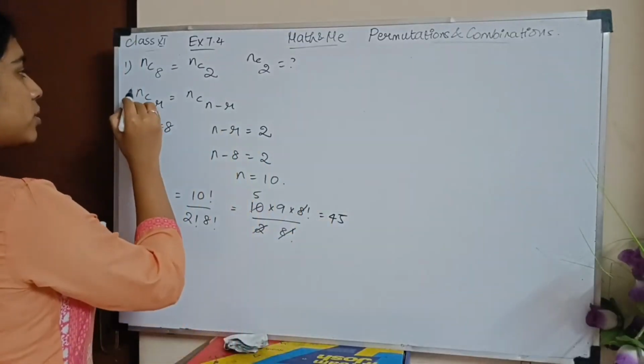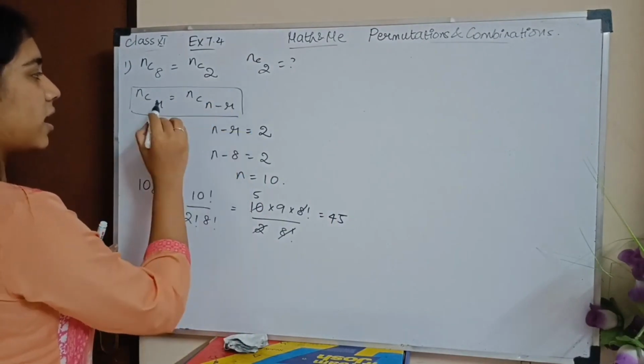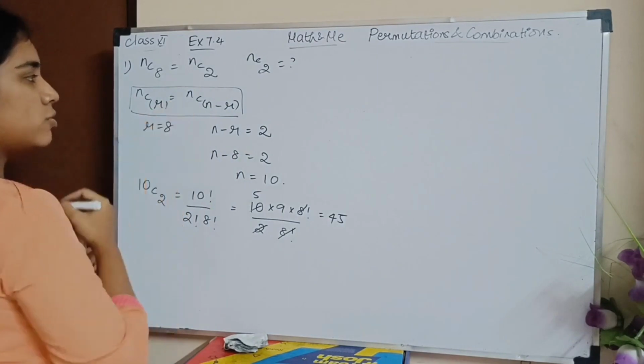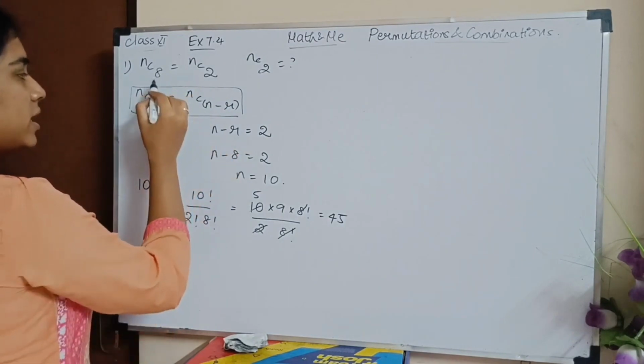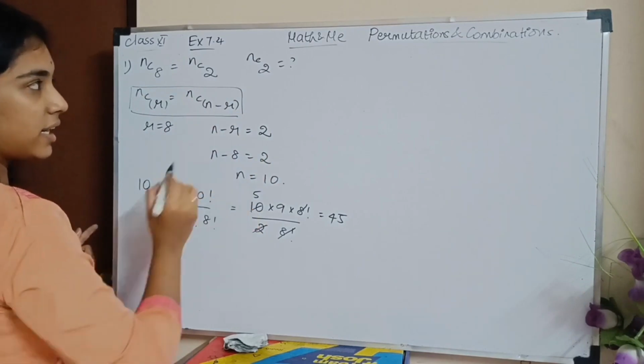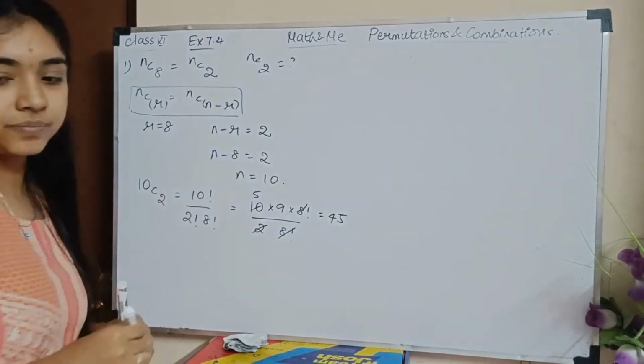So you simply have to remember this relation. NCR equals NC n minus R. N minus R la irukkiradhu is equal to R. So simply when you equate, R equals 8, n minus R equals 2. So R substitute panna n 10. You can simply substitute. Okay.